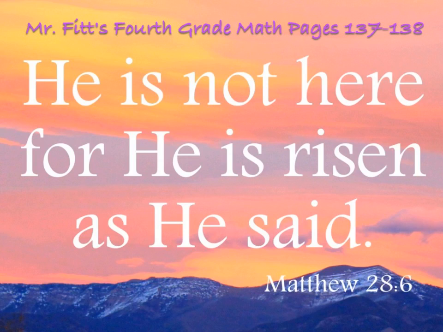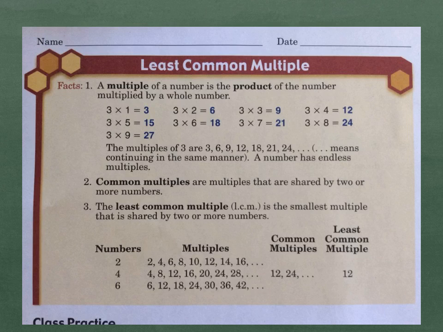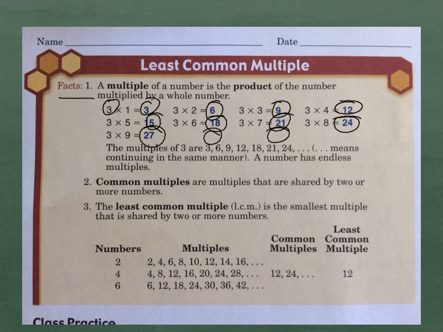So today we're looking at least common multiples. Our fact at the top says a multiple of a number is the product of the number multiplied by a whole number. That sounds confusing, but what we're saying here is multiples of 3 are 3, 6, 9, 12, 15, 18, 21, 24, 27, then it'd be 30, 33, and so on.